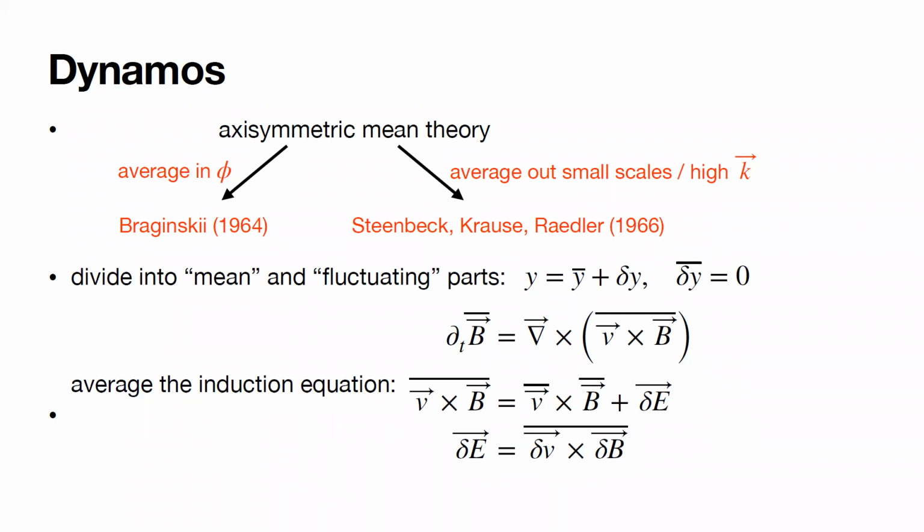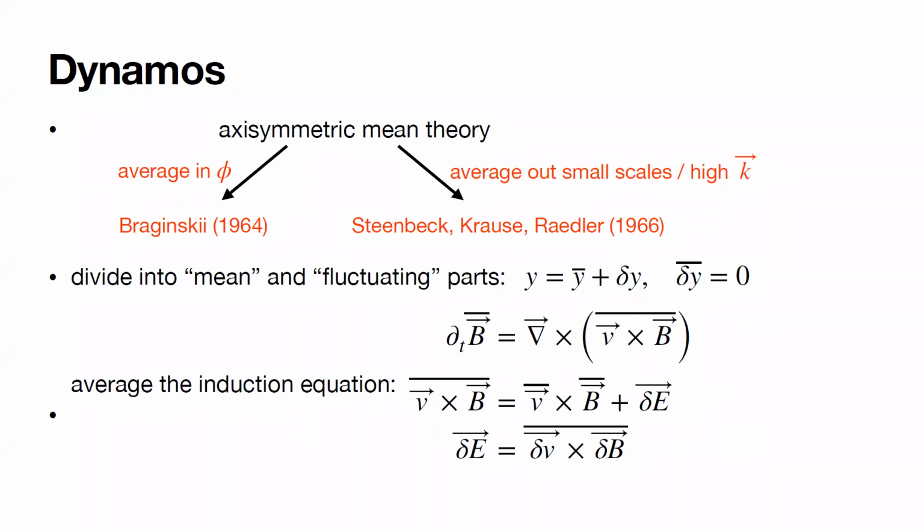One you might mean, but small scale might just mean non-axisymmetric, right? So the large scale means m equals 0, and small scale just means any non-axisymmetry, right? That was actually what was done first. The other thing you might mean is really small scales, right?